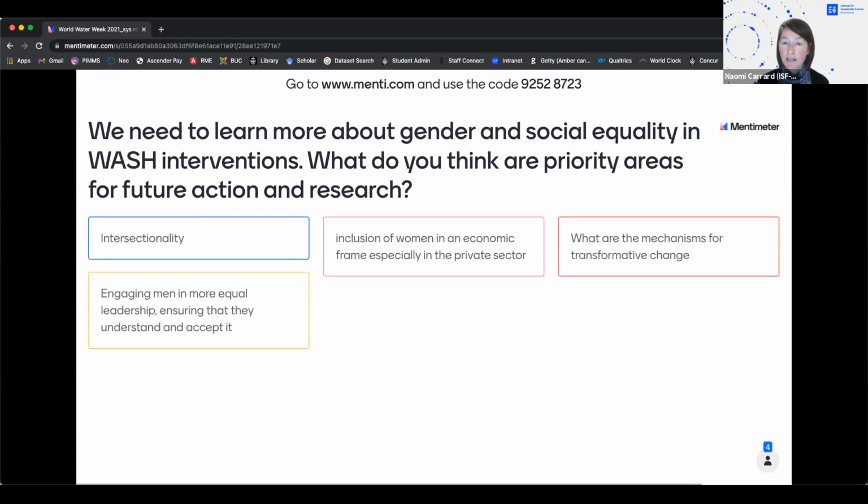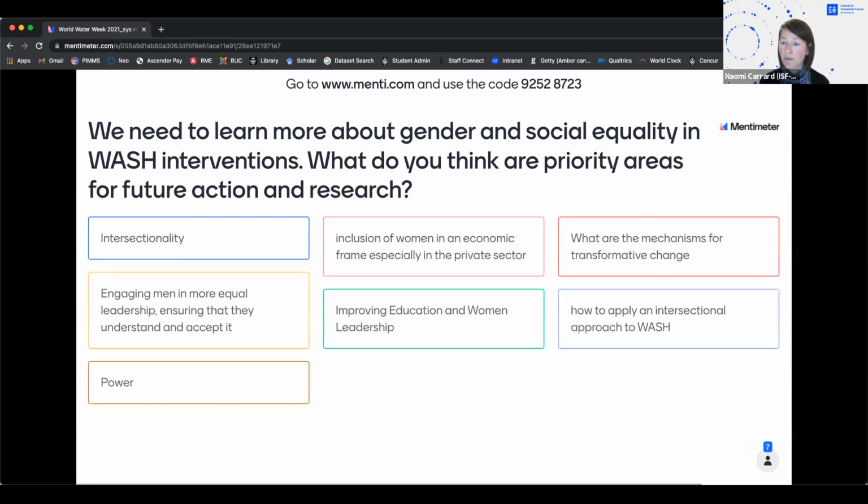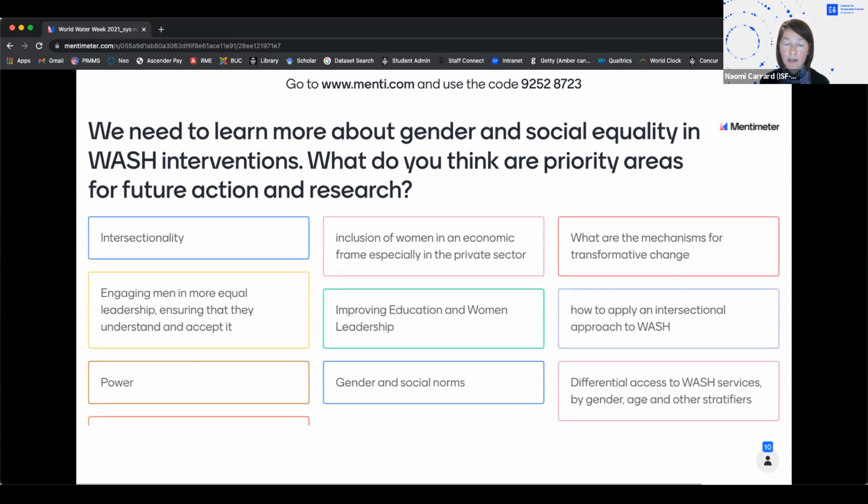Okay, so someone's suggesting intersectionality, which is a really important area that's gaining traction in the WASH sector and definitely warrants more focus. That's coming up a couple of times already. Yep, gender and social norms is a really important area to grapple with. There's people talking about engaging men more, people trying to speak to the idea of theory of change.